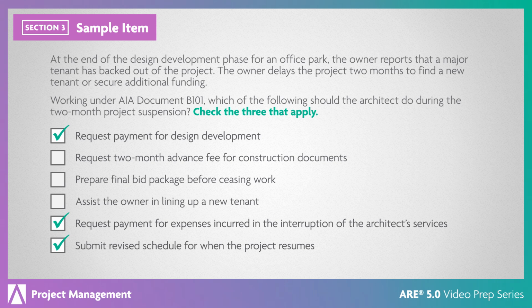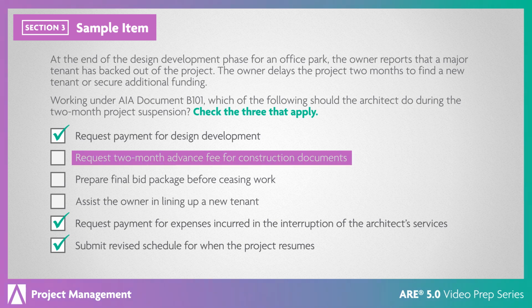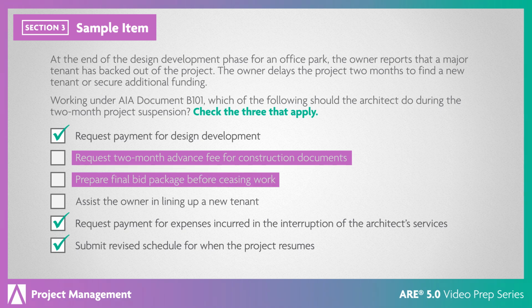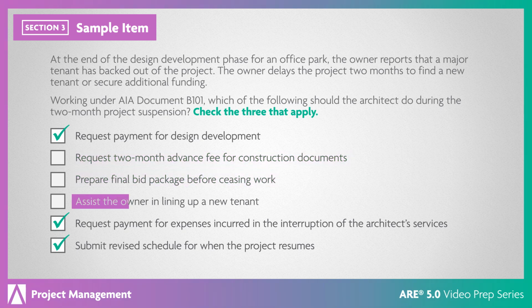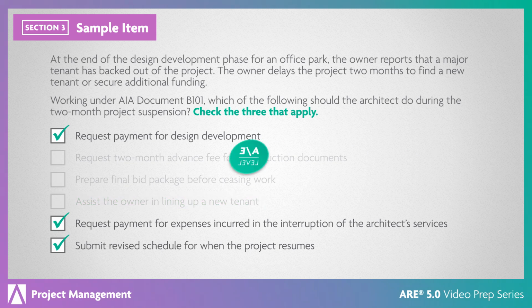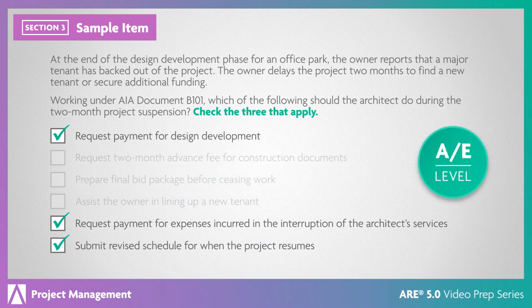When an owner suspends a project, the architect should suspend work on the project, so requesting an advance or completing other work is unwise for the architect. While assisting the owner in lining up a tenant may get the project back on track, it is beyond the scope of a standard owner-architect relationship and is not the role of the architect. This is an AE level item because it expects you to understand this contract and how the delay results in both a suspension of work and consequences for both parties.